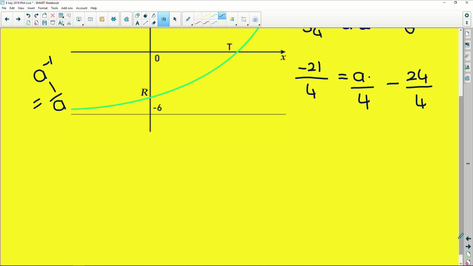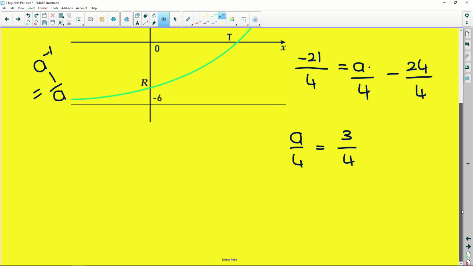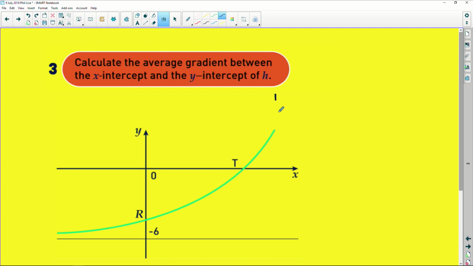Now we just have to isolate a, so we get a over 4 is equal to, if we take this to the other side, -21 over 4 plus 24 over 4, that gives us 3 over 4. And that's easy peasy, equal denominators, so it must be equal numerators. Therefore, a is equal to 3. Simple stuff. Now, before we forget, we've established h of x is equal to 3 multiplied by 2 to the power of x minus 1, minus 6. And that is this exponential function here.